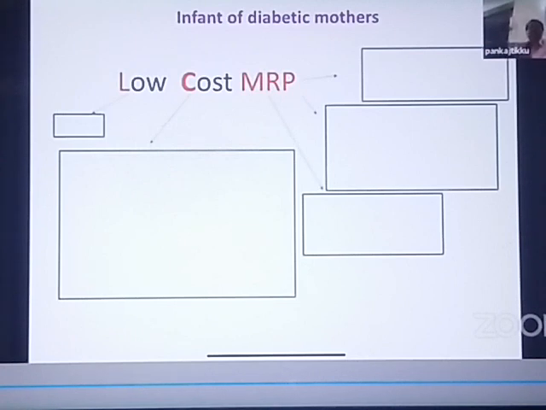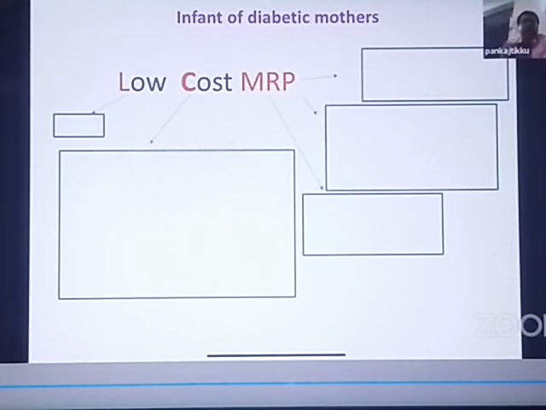Next, complications in infant of diabetic mothers. So children who are born to diabetic mothers are prone to many complications. Now, just to make things easier, one of the mnemonics that you can remember, just to remember what are the complications seen in these children. So the mnemonic that you can remember is LOW COST MRP.